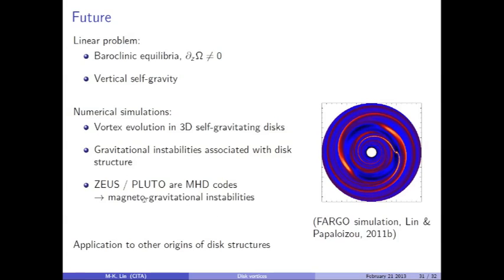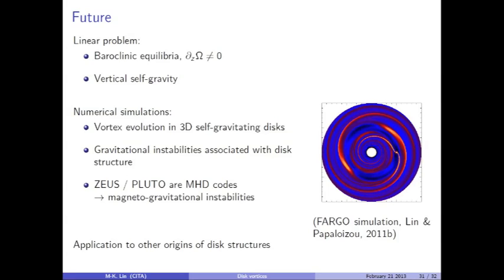Last thing I want to say is both the Zeus code and the Pluto code are MHD codes, and Zeus has a Poisson solver now, and I've been playing around with Pluto with the Poisson solver, so it's very tempting to go into the code and maybe just switch on MHD and think about magnetogravitational instabilities. So magnetogravitational simulations are certainly something to look forward to in the future.